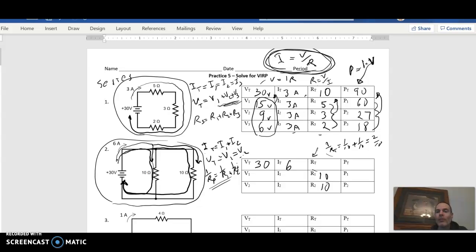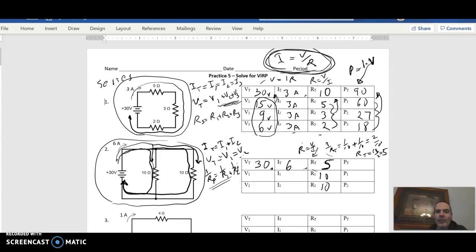But that's 1 over the total. So what you want to do at the end is flip it over. That means the total resistance would be 10 divided by 2, or 5. But there's another way to find that. We could do it with that equation, that R would be V divided by I. So if I know this V right here, 30, and this I right here is 6, I would just take 30 divided by 6, and I can still get this 5.